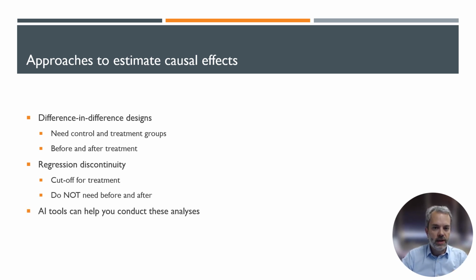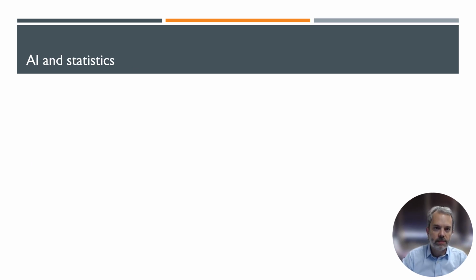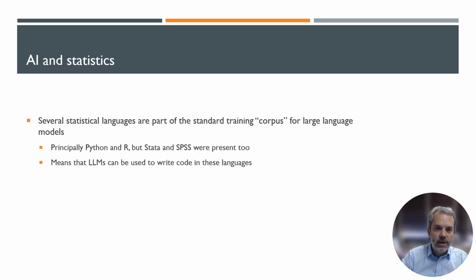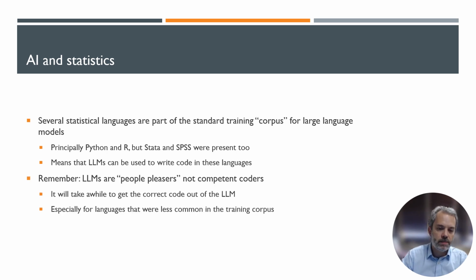For both of these designs, AI tools can help you with data import, management, and estimation. Large language models, what we usually think of as AI, were trained on a large corpus or body of training material. This corpus included text on statistical programming languages, mainly Python and R, but also Stata and SPSS, which means that these LLMs, or large language models, can be used to help you write code in these languages.